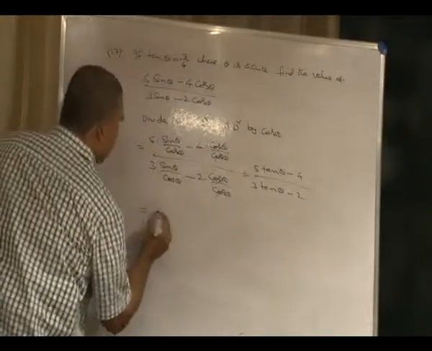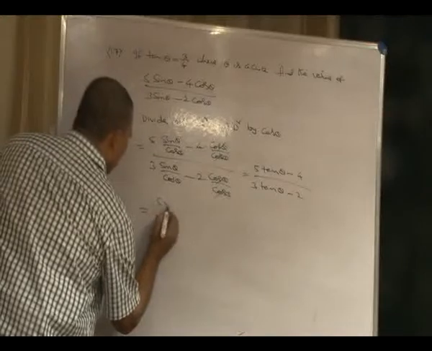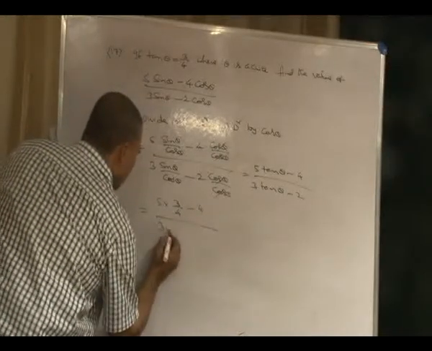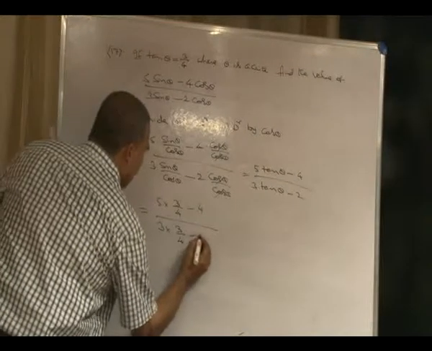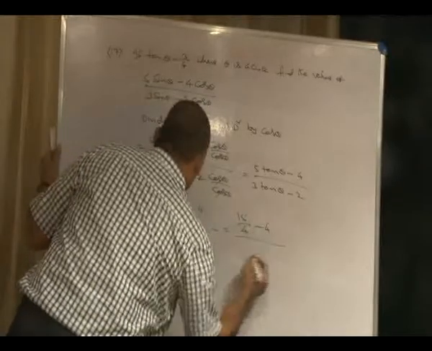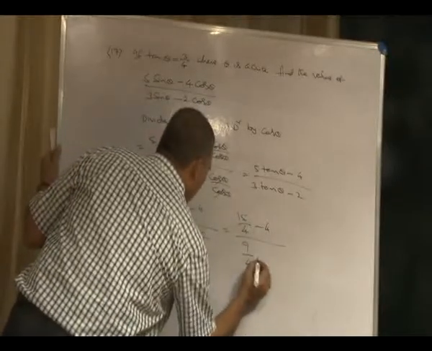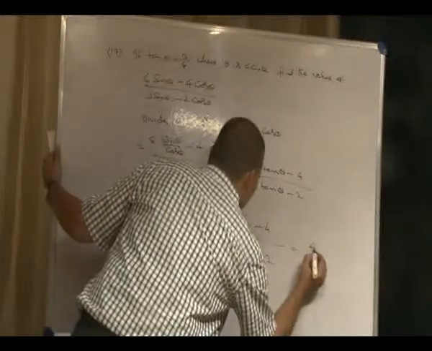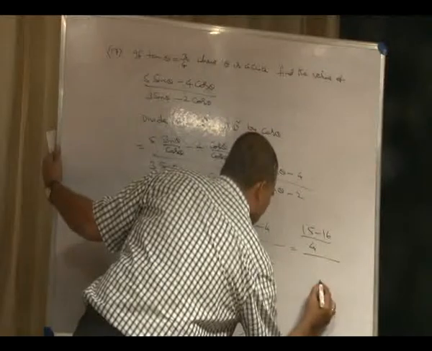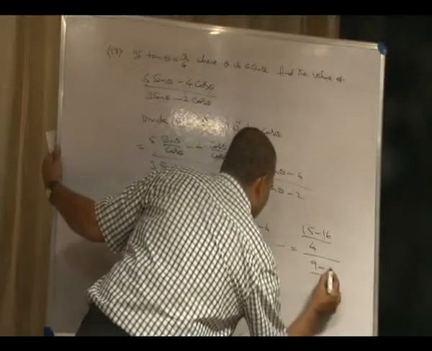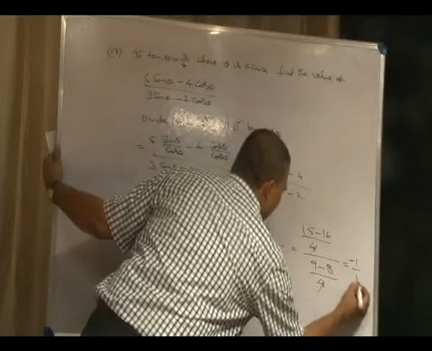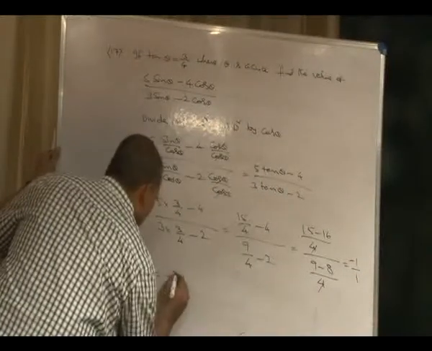Now substitute the respective value: 5 into 3 by 4 minus 4, by 3 into 3 by 4 minus 2. That is 15 by 4 minus 4, 9 by 4 minus 2. 4 is the LCM. In the numerator, 15 minus 16, and in the denominator, 9 minus 8. The 4 cancels, so it is minus 1 by 1. The value of the given expression is minus 1.